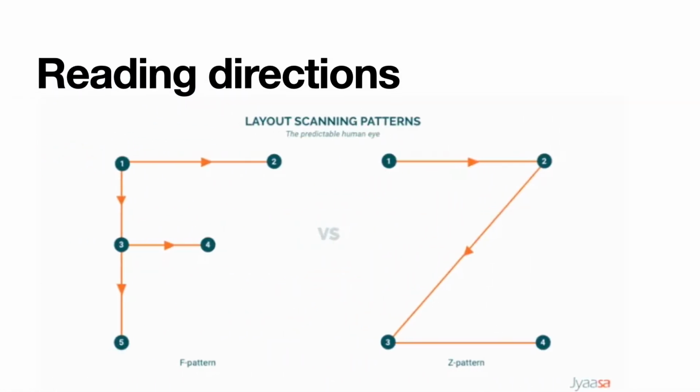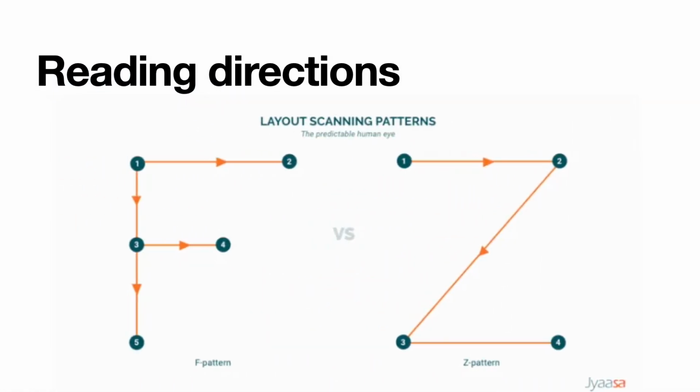One of the things to think about, which we've talked about quite a bit, is this idea of reading directions. There's a few different ones. The big two are the F and the Z. We usually read from top to bottom, left to right. So you can see here it goes 1, 2, 3, 4, 5. So we're just kind of scanning downwards. And in the F pattern, we kind of scan over, look down, scan over, look down, scan over.